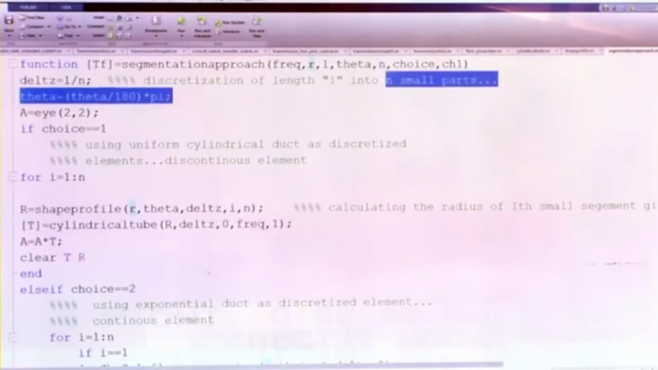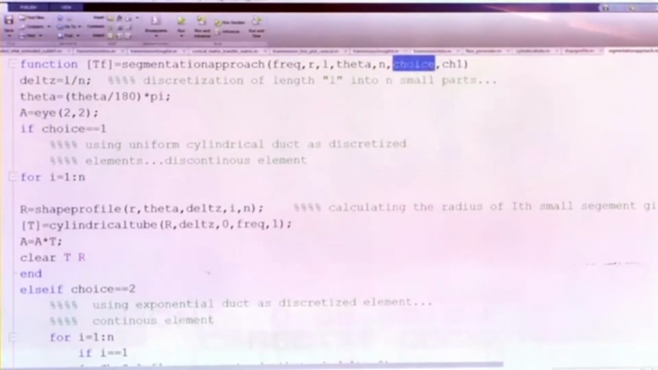N is the number of parts or small segments into which the conical duct is notionally divided. It can be 100, 200, and we can do some convergence analysis on the transmission loss. Choice is basically whether you want to do it using a segmentation approach or a matricent approach. We will not be worrying about the matricent approach right now, so we will just use choice one, which is for the segmentation approach.